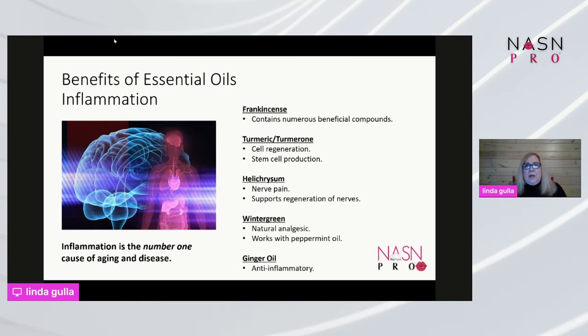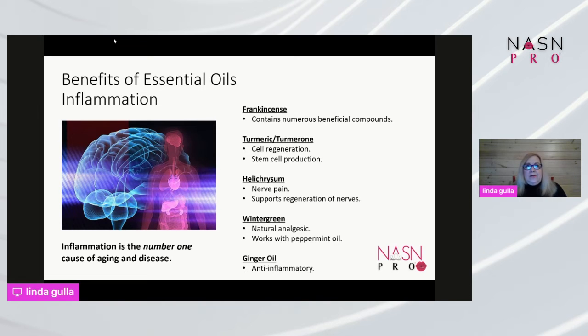So the big thing with trying to be healthy, even when working with your clients, is you want to make sure you take supplements or do things to help reduce the inflammation in your body, and then ultimately the inflammation on the skin. But some of the essential oils that work with inflammation is frankincense, which contains numerous beneficial compounds.